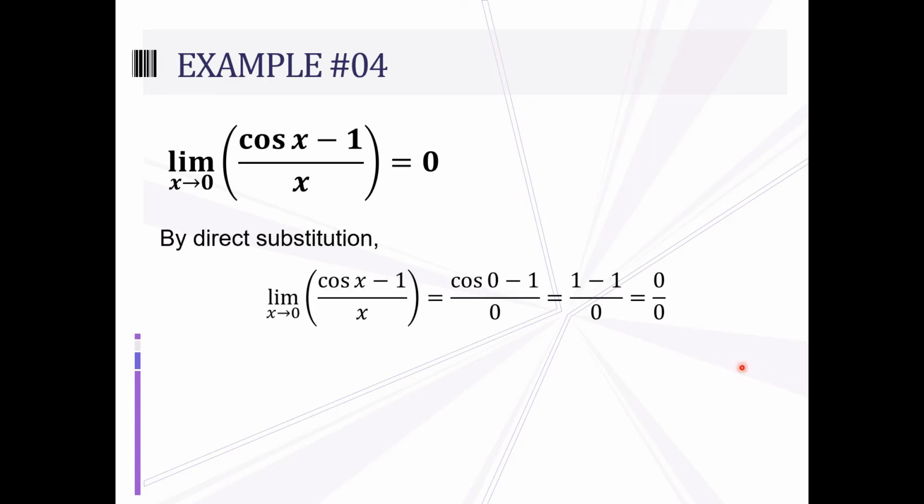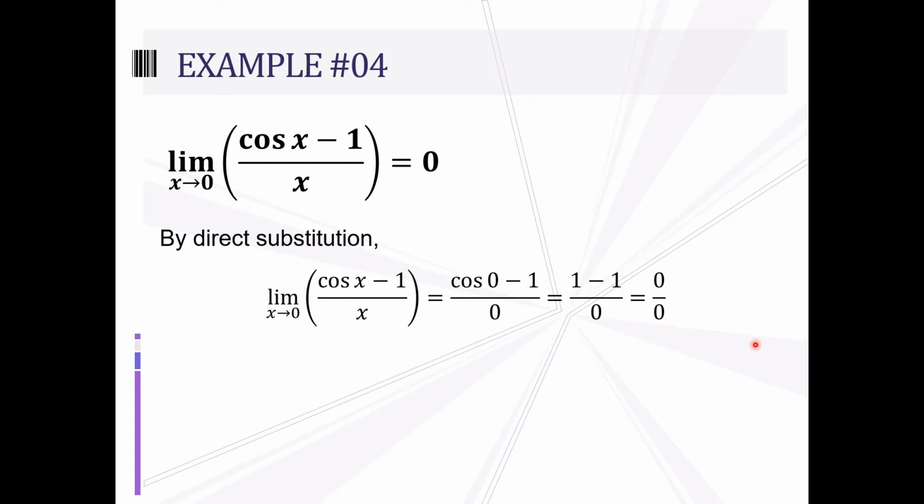By direct substitution, we just have cosine 0 minus 1 over 0. Pero ano ba yung cosine 0? Diba that is equal to 1? So we have 1 minus 1 over 0, which is 0 over 0. This is indeterminate form. So hindi natin pwedeng gamitin yung direct substitution.